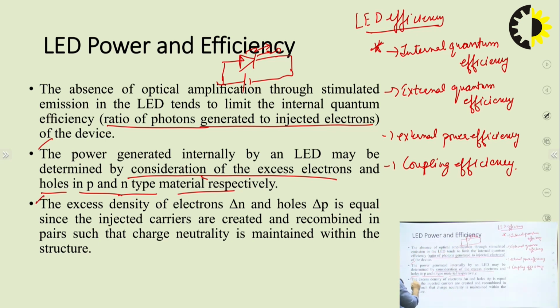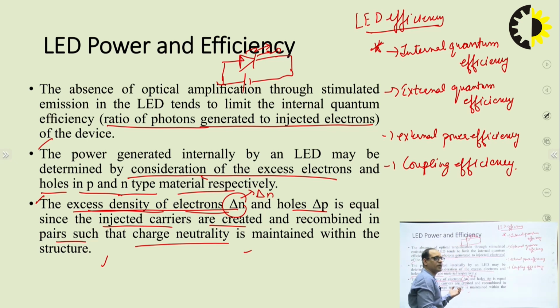So the excess density of electrons is delta n. Let's say initially, when no current is provided into the LED, the excess density of electrons delta n and the number of holes delta p are equal, since the injected carriers are created and recombined in such a way that the charge neutrality is maintained within the structure. Initially, when there is no current supply, the charge neutrality will be there, and the number of excess electrons will be equal to the number of holes.